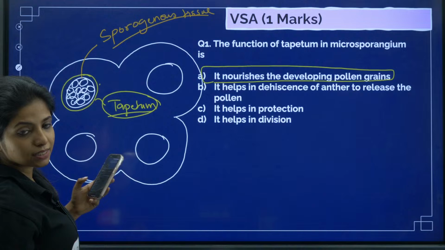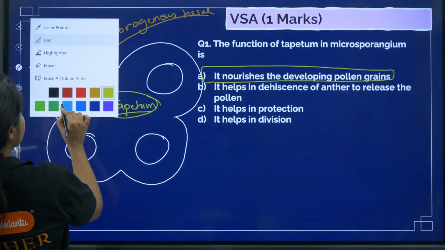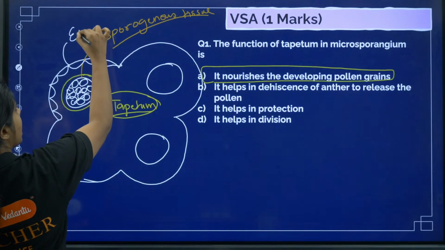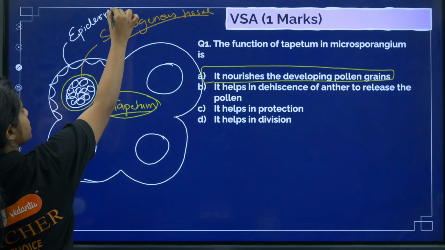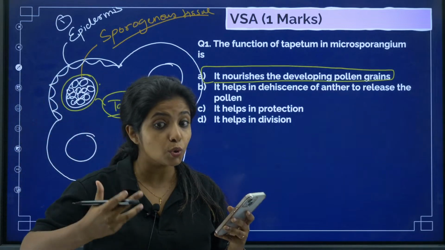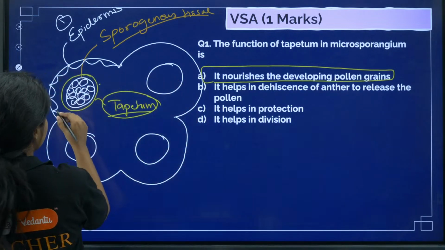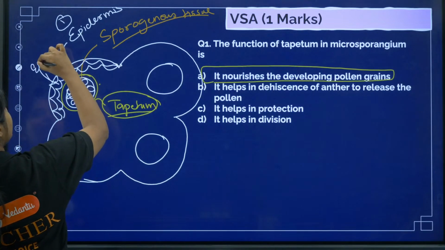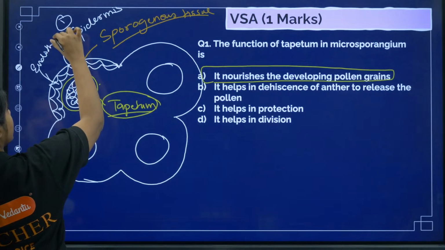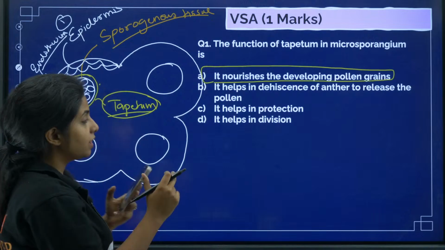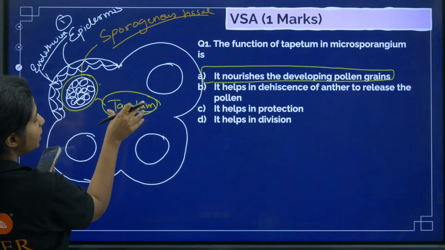Over here I said this is tapetum. Now I'll make the outermost layer. The outermost layer is always, my dear children, epidermis. So this will be the first layer that we have. Now inside the epidermis, we have the next layer which is known as endothecium. So epidermis the outermost, then endothecium, then over here as you saw tapetum is there.